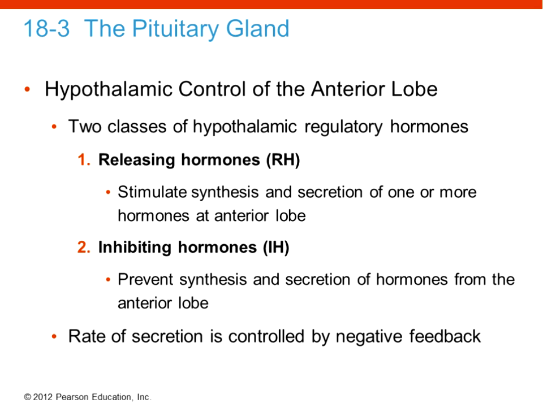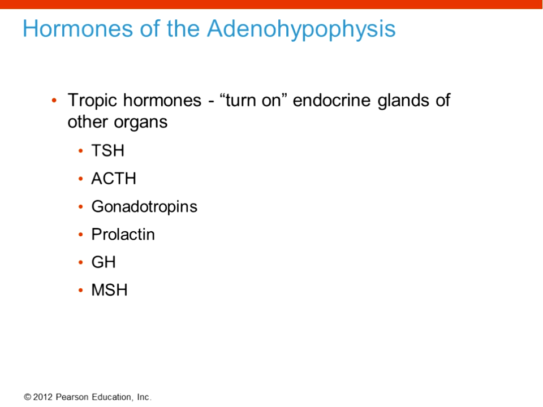So the hypothalamic hormone, the primary one we're going to look at, is what's called a releasing hormone, or an RH. A releasing hormone, like it sounds, is going to stimulate synthesis and secretion of these hormones from the anterior lobe. Okay, once that hormone's been released, an inhibiting hormone will then prevent further release of that hormone from the anterior lobe.